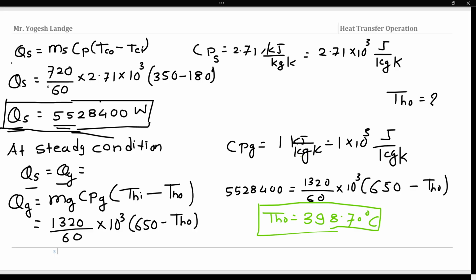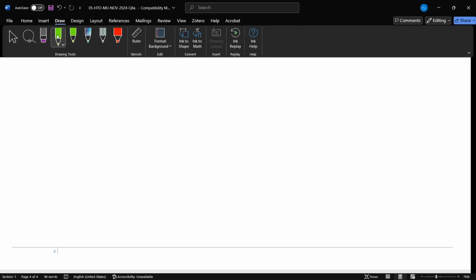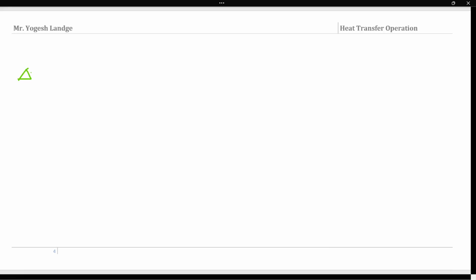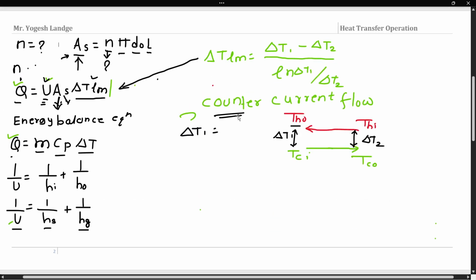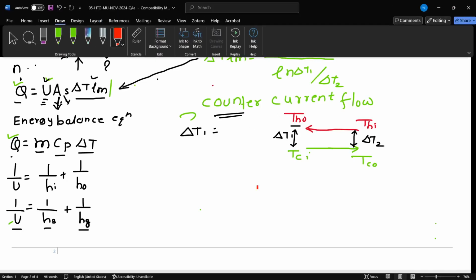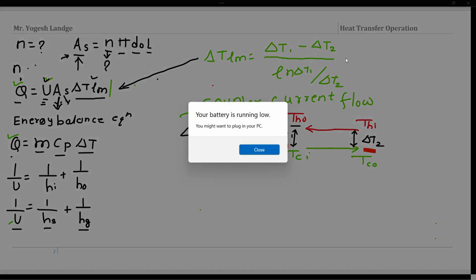Now the next focus is on delta TLM. So we try to get a value of delta TLM. So for the formula, delta TLM is equal to delta T1 minus delta T2 upon ln of delta T1 by delta T2. Already we mentioned in the last one that here we can get these values. Okay. So delta T1 we got from here and delta T2 here. So we use that one for this case.